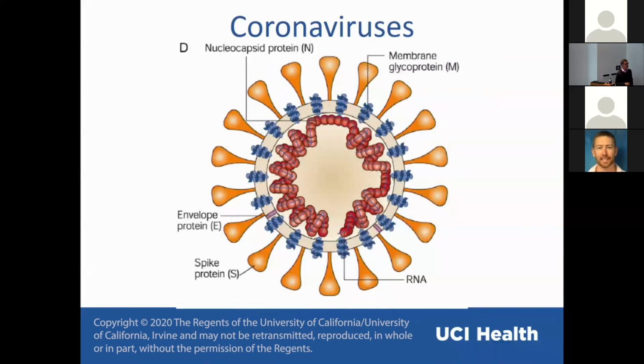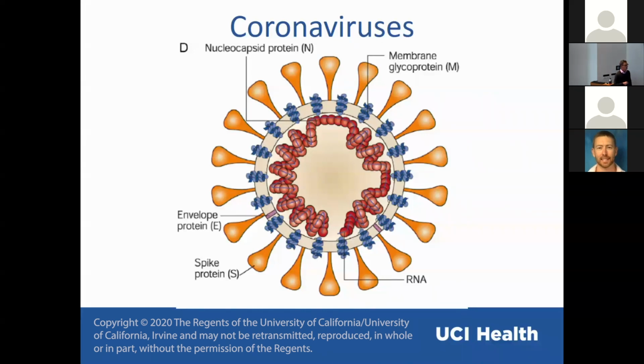And this is just a schematic of the virus. The important features of a coronavirus are, first of all, the spike protein, which is here in orange. And that's responsible for the crown that you see on electron microscopy, which I'll show you in a bit. And of course, gives these viruses their name, coronavirus.